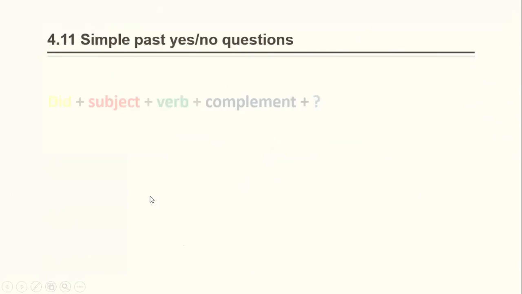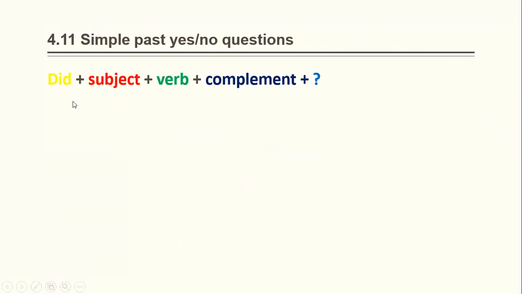Okay, now. Simple past, yes, no question, right? What is the structure? The auxiliary did, that is for all the subjects. I, you, we, he, she, they, Maria, Missy Foos, etc., right? The subject, the verb, and the complement. The verb is in simple present because we're using the auxiliary. Look, did Anna open the window? Notice open is not opened, no, right? It's open.